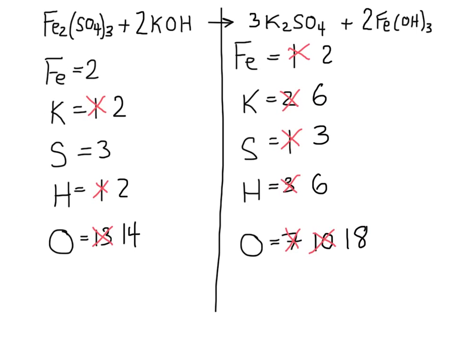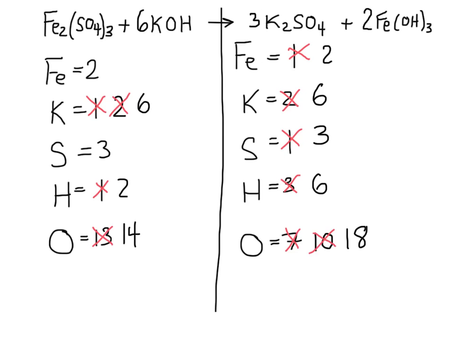So I'm going to have to change some numbers here. So let's take a look at what we need to do. We have 6 potassiums and 2 over here. So if I look, there's only 1 potassium in this compound. So I'm going to change this 2. I'm going to change it to a 6. So I'll put a 6 here. And that's going to give me 6 potassiums. So I'm going to cross out that 2 because now I have 6.